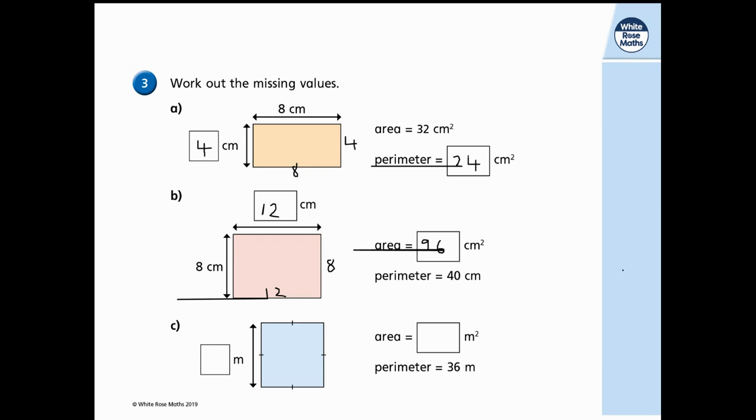Now here is even trickier, because I've got no measurements, but it's a square. And we know that all the sides of a square are equal. So what I need to do is think, what do I times by itself to get 36? And hopefully you've got 6. So if there's 6 there, 6 times 6 is 36. 6 all the way around would be 6, add 6, add 6, add 6, which would be 24. Well done if you got those ones right.